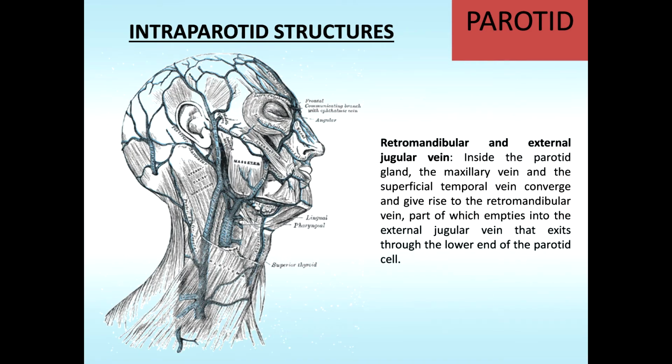As for the venous drainage, within the parotid cell, we have the confluence of both the maxillary and the superficial temporal veins, which originates the retromandibular vein. Then, part of the retromandibular vein is going to drain into the external jugular vein. This external jugular vein is going to exit the parotid cell through the inferior extreme point.